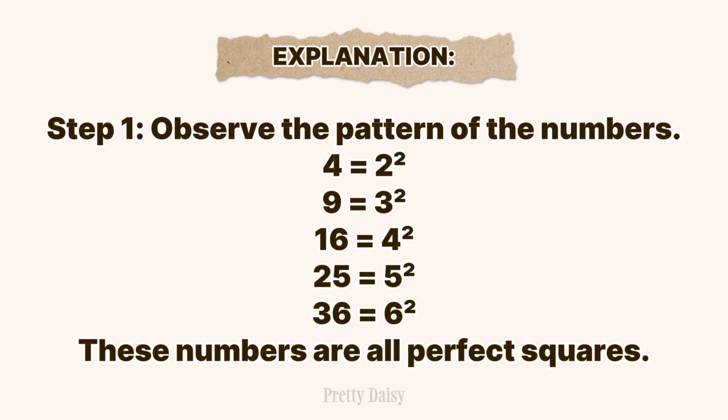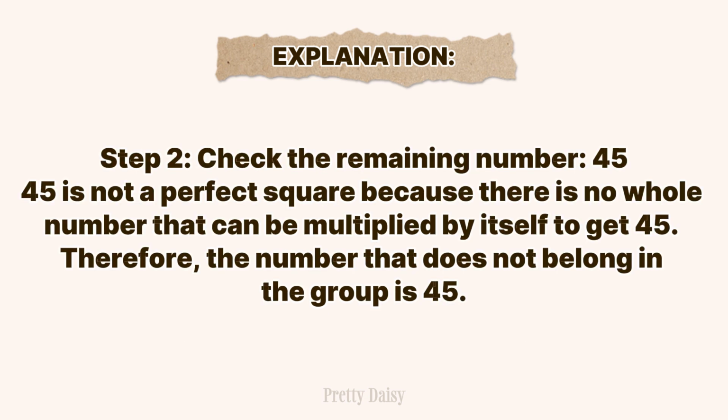Step 1. Observe the pattern of the numbers. 4 equals 2 squared. 9 equals 3 squared. 16 equals 4 squared. 25 equals 5 squared. 36 equals 6 squared. These numbers are all perfect squares. Step 2. Check the remaining number, which is 45. 45 is not a perfect square because there is no whole number that can be multiplied by itself to get 45. Therefore, the number that does not belong in the group is 45.